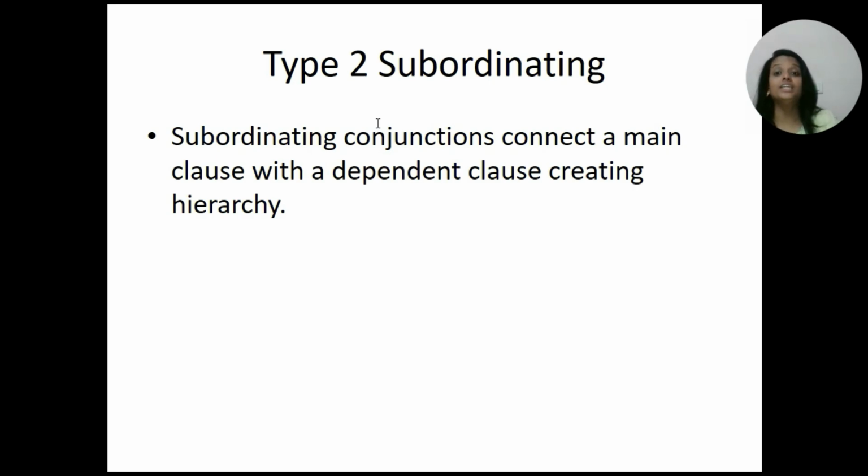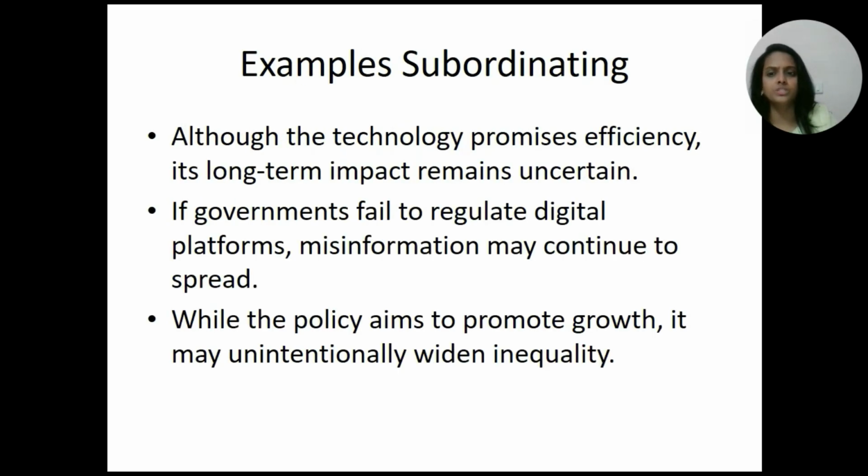So these conjunctions establish relationships such as cause, condition, contrast, time, or reason, clearly showing how one idea supports or modifies another. So here they create a hierarchy of ideas where one idea becomes the focus and the other provides additional information. So the common ones that we use here are the words such as because, although, while, if, unless, since, even though. All these come under subordinating conjunctions.